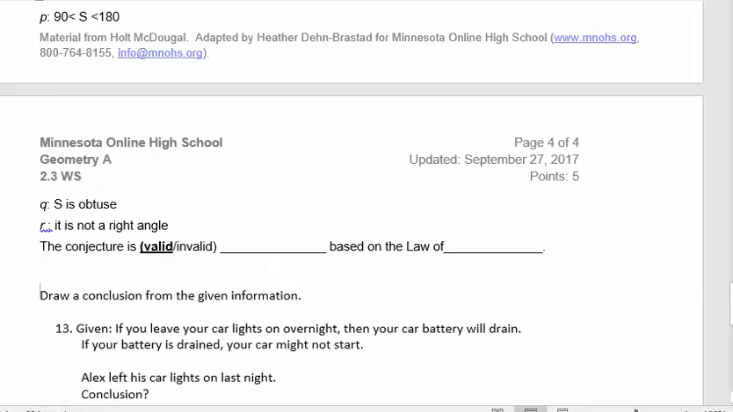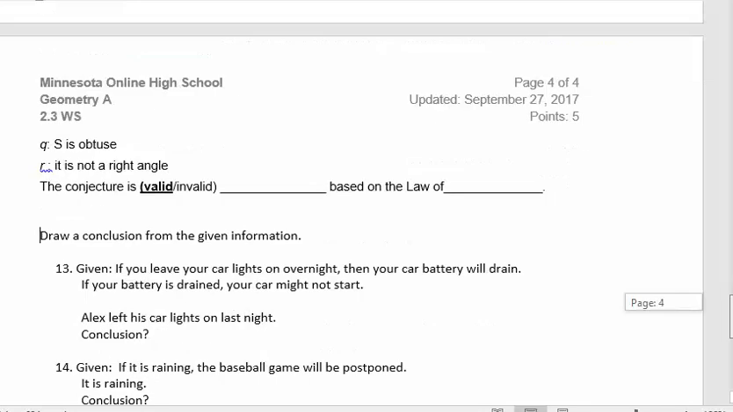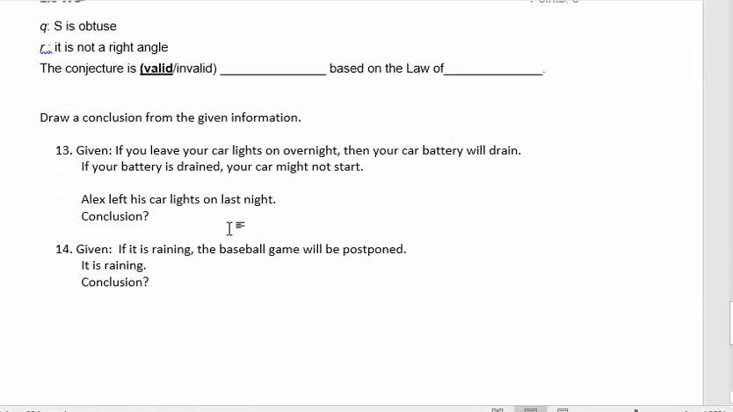And then for 13 and 14, I think there's two of them, all you have to do is write a conclusion. You don't even have to say whether you're using the law of detachment or the law of syllogism, although you can. So here's 13. If you leave your car lights on overnight, then your car battery will drain. If your battery is drained, your car might not start. This is the law of syllogism. If this matches this, it's the law of syllogism. Alex left his car lights on last night. Your conclusion is just going to be one simple statement that says this, except instead of your, you'll put his. His car might not start. That's all you have to write.